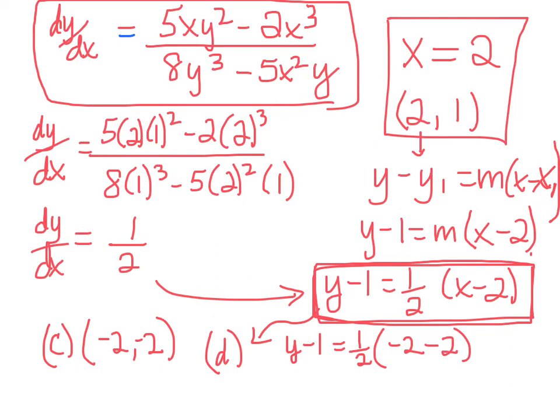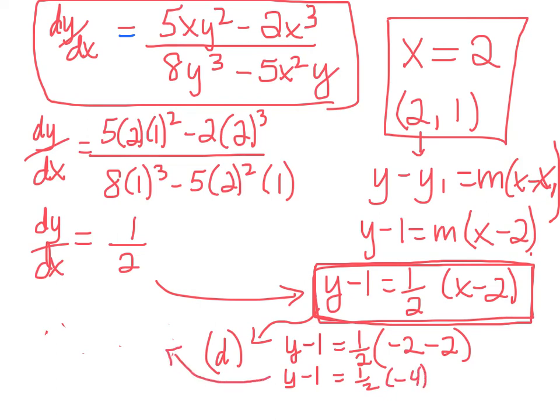Okay? All right, so then let's see if maybe we can just erase a little bit so that we have some room here for you to work through that. All right. And now all we're going to do is we're going to get y minus 1 equals 1/2 of -4. And that's going to be y minus 1 equals -2. So then y would equal what? -1, right? So then (-2, -1) would be your answer for part D.